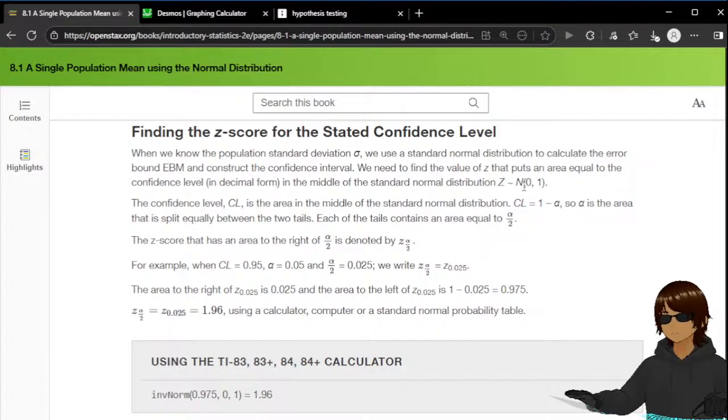Z is distributed normally with 0 and 1. The confidence level CL is the area in the middle of the standard normal distribution. CL is equal to 1 minus alpha. So alpha is the area that is split equally between two tails. Each of the tails contains an area equal to alpha over 2. The z-score has an area to the right of alpha over 2, denoted by z alpha over 2.